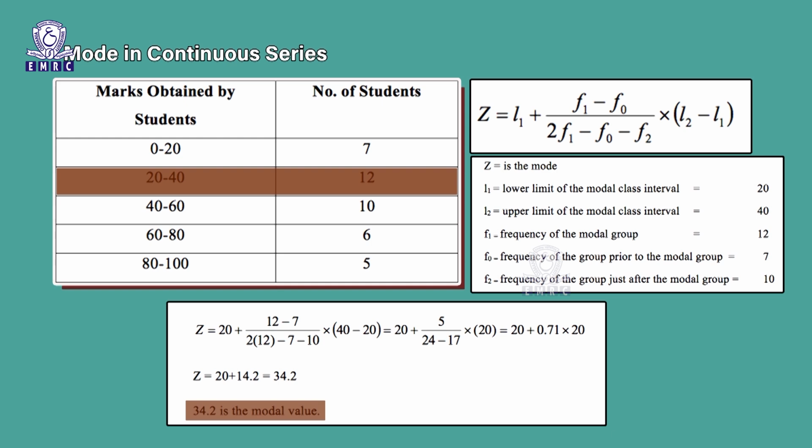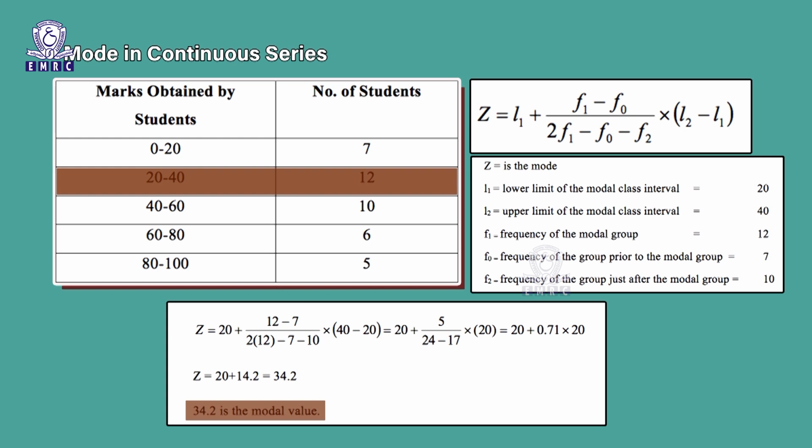(24 minus 7) into 20, which is equal to 20 plus 0.71 into 20, which is equal to 20 plus 14.2, which is equal to 34.2. 34.2 is the modal value.